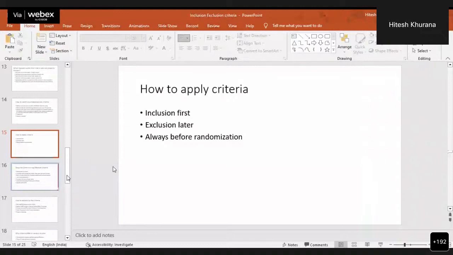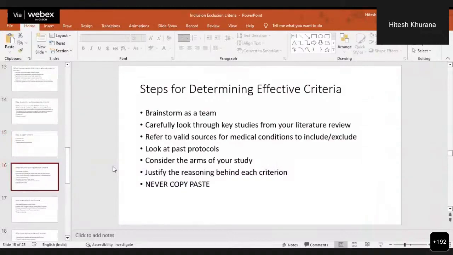And we also have to look at the literature and valid sources on the medical conditions: what are the signs and symptoms, what kind of medications the person can tolerate and which they cannot tolerate. And we have to look at previous protocols which had particular inclusion and exclusion criteria, and accordingly we have to make our own. The most important thing is that whatever criteria we choose, because the study is our own, the reasoning would also be asked from us only.